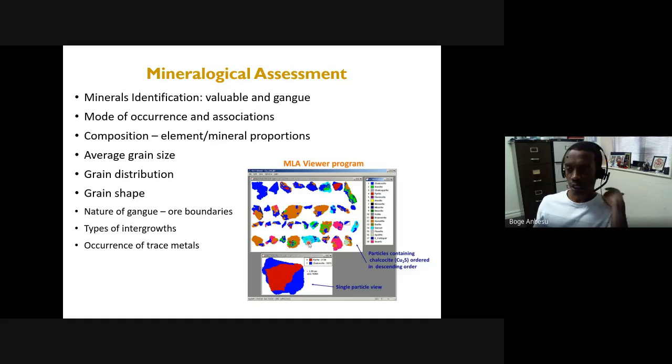Because the first stage should be liberation. And to determine what final grinding size I'm looking at, I need to do further grinding and be able to liberate. So these are the things that we need to consider in mineralogical assessment.